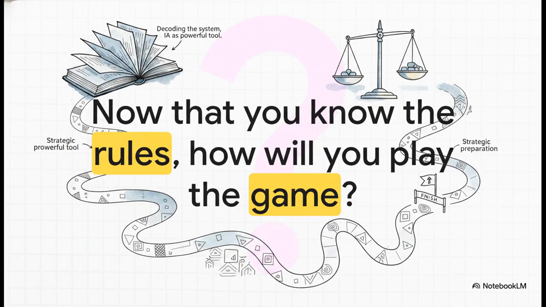So there you have it. We've pulled back the curtain on the whole system. And what we learned? That it's not about being perfect. It's about being smart and strategic. You now know your IA is your best friend, and that the system is actually designed to be fair. So the only question left is, now that you know the rules of the game, how are you going to play it?